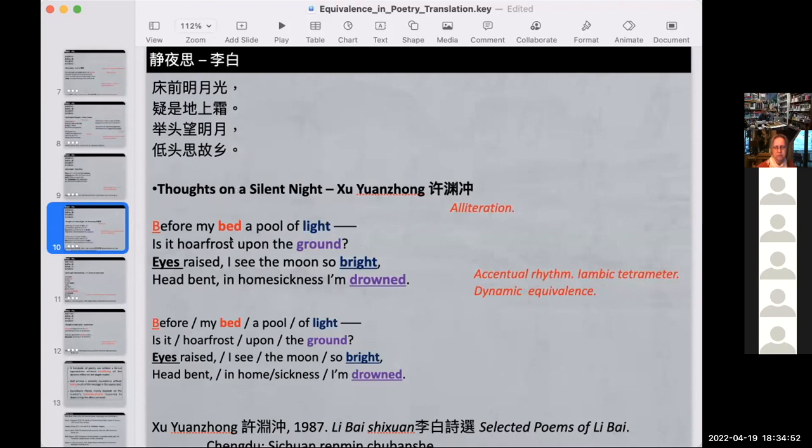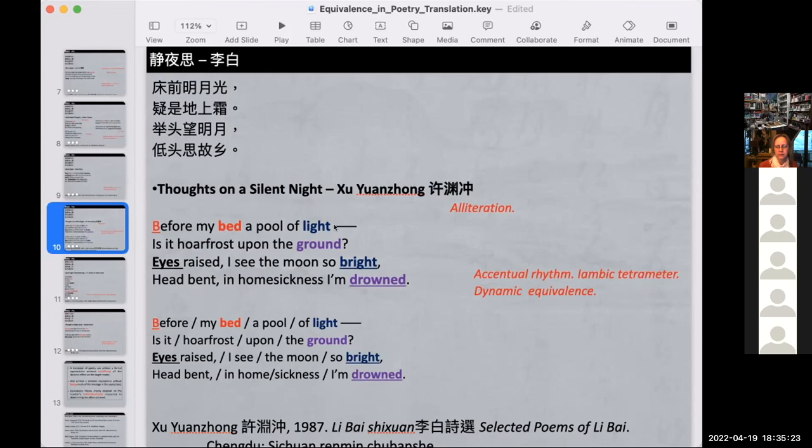So, I mean, he did not deviate much from the literal meaning. Chuang Tian, before my bed. Ming Yue Guang, a pool of light. If you follow it, you find it's more or less a very close, very faithful translation. Yet there is end rhyme, there is internal rhyme, there's alliteration, and there is accentual rhythm. It's not easy. It's almost impossible. And this is what he does in all his translation.